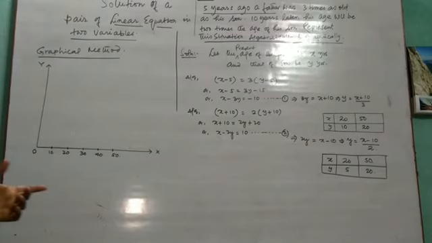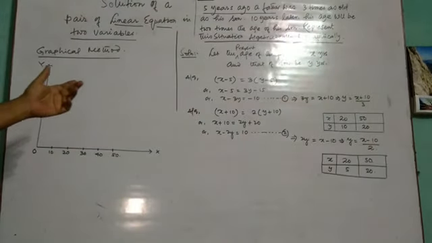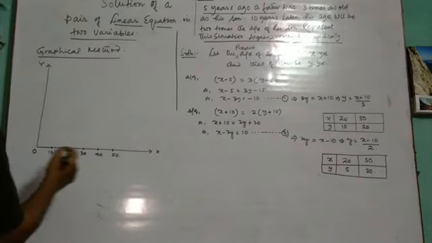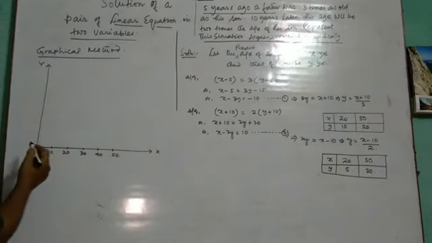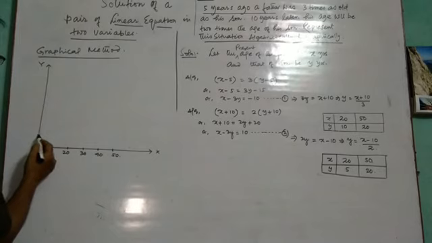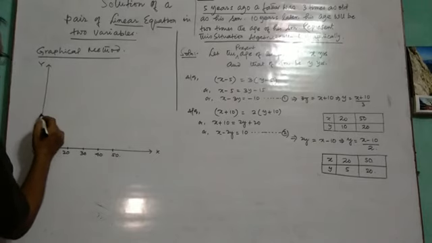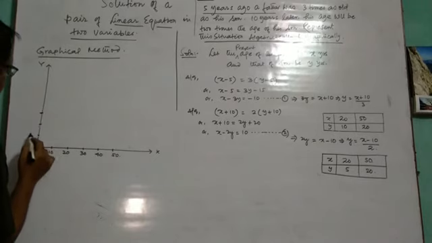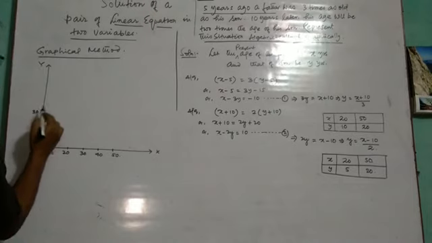That means 10 small divisions represent 10 units along the x-axis and this many units on the y-axis; you have to mention this. And along the y-axis also, you have to go up to 20. So this is 10, this is 20, 10, 20, 30, like this.